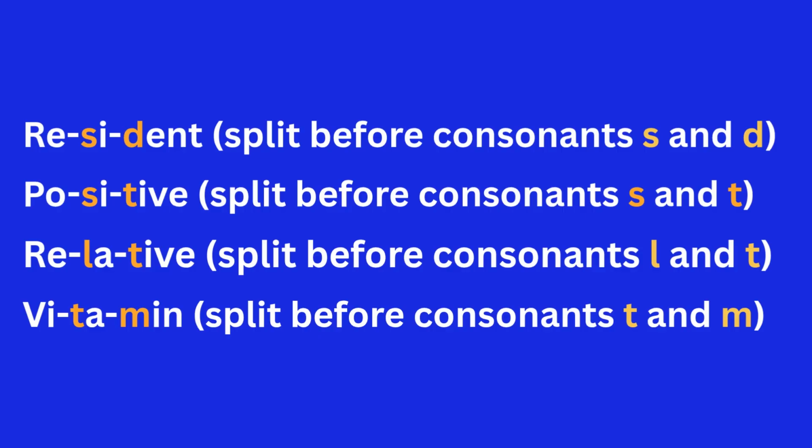Learning to divide words into syllables helps you read more confidently, pronounce words more clearly, and remember spellings more easily. Instead of seeing one long difficult word, you begin to see smaller and simpler parts. As you continue practicing syllable rules like this, English spelling will gradually become easier and more natural for you.